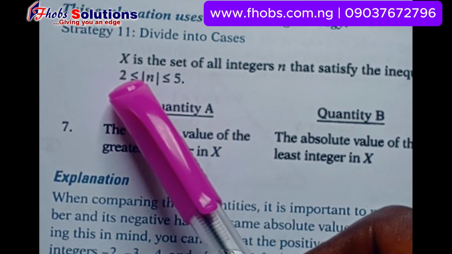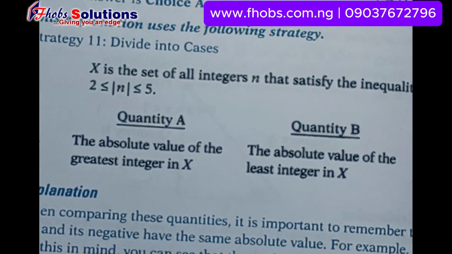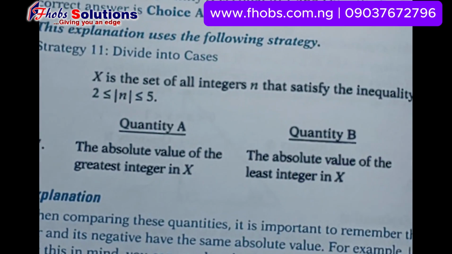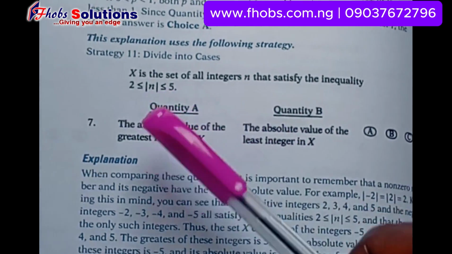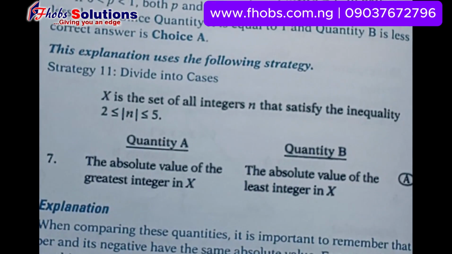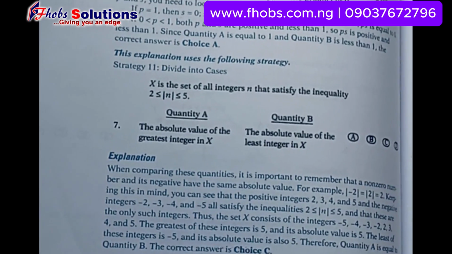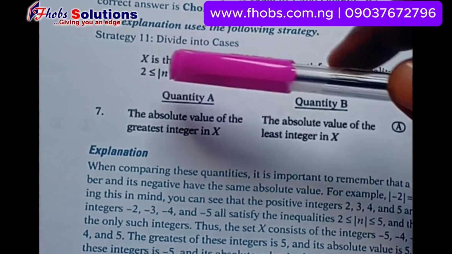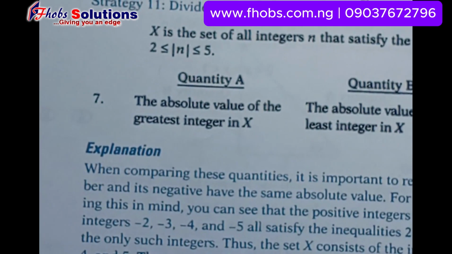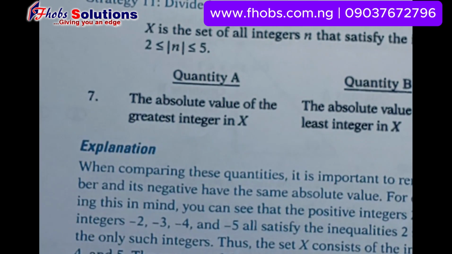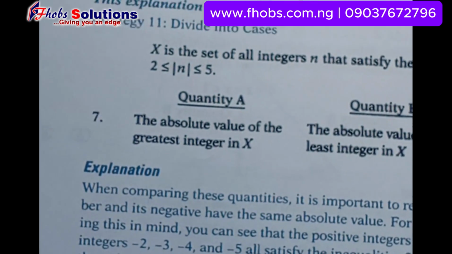Because there is an equal to sign added to the inequality sign, it means that this 2 and this 5 will be included in our set of values. So this n can either be 2, 3, 4, and 5. But because of this absolute value sign that we can see, it is important for us to remember that the absolute value of a number is always positive.